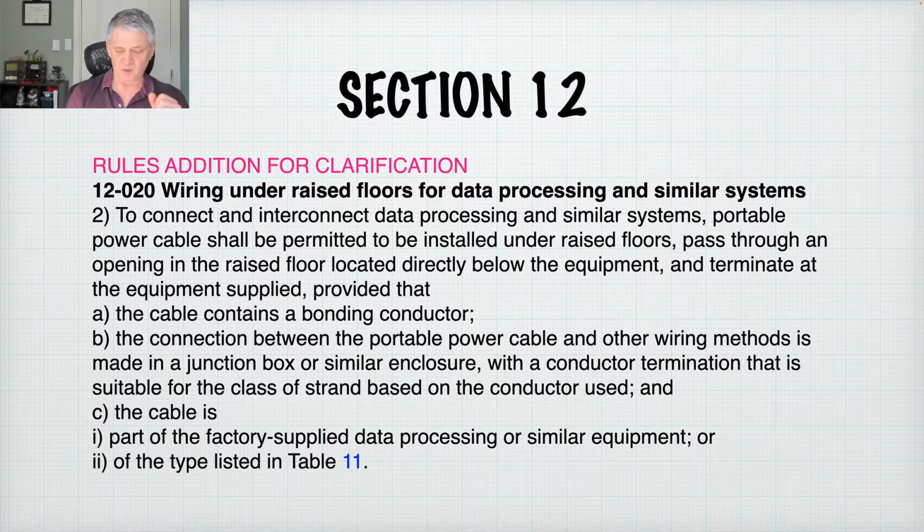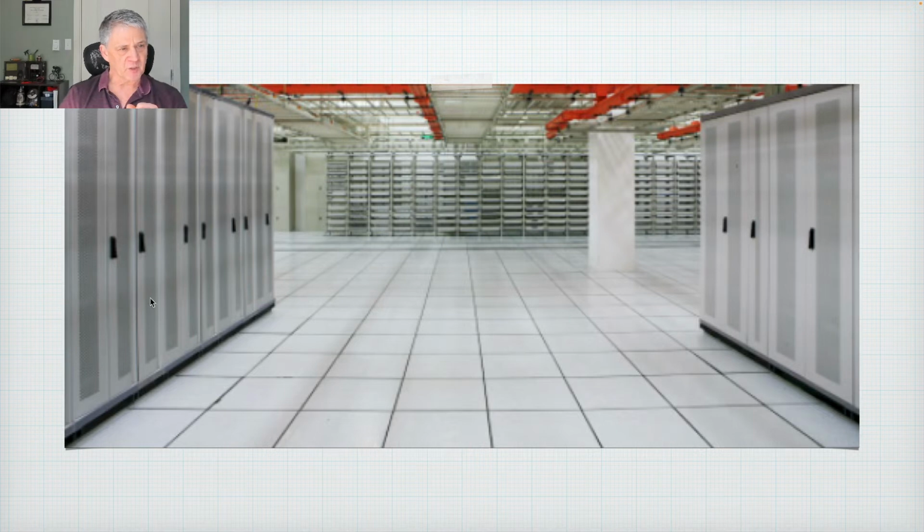What this is saying is, if we go back to this picture here, if there was a piece of equipment in here, it could be connected under the floor, as long as it was an approved box, as long as the piece of equipment in this cabinet had a manufactured cord going down inside here.